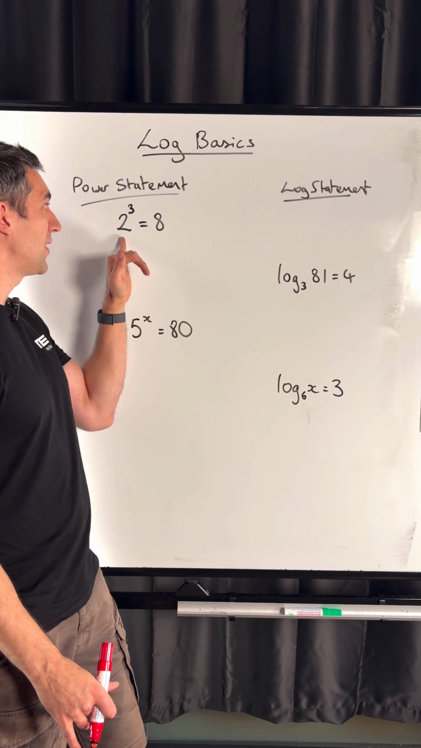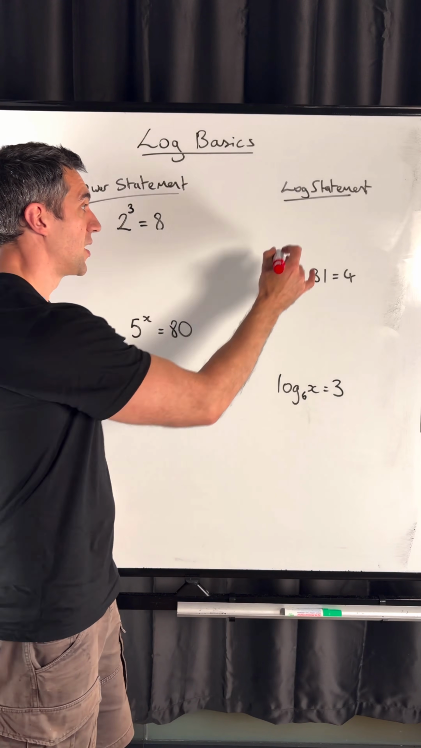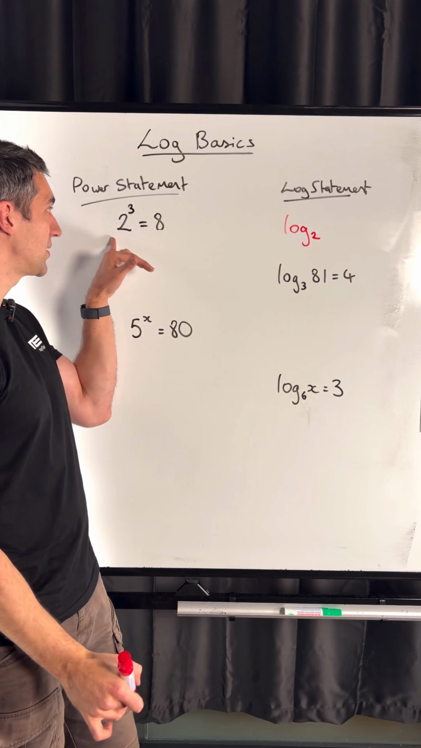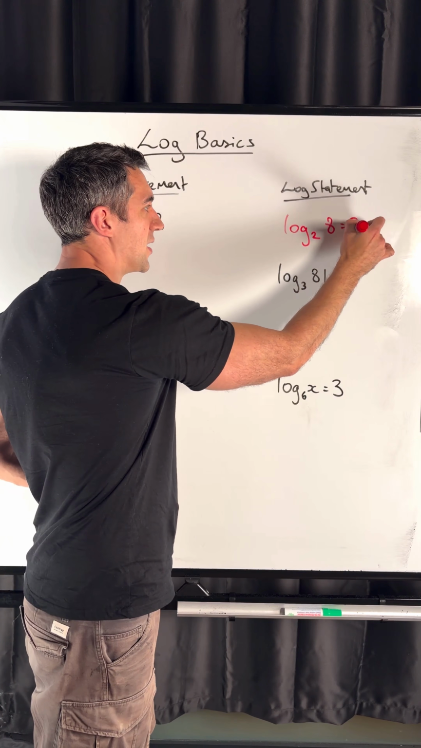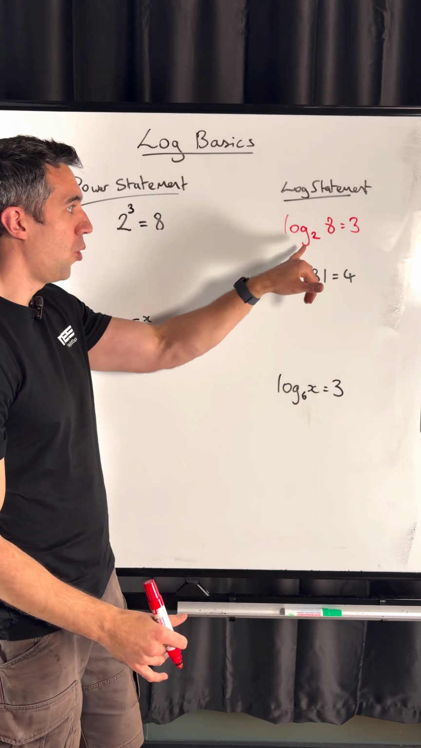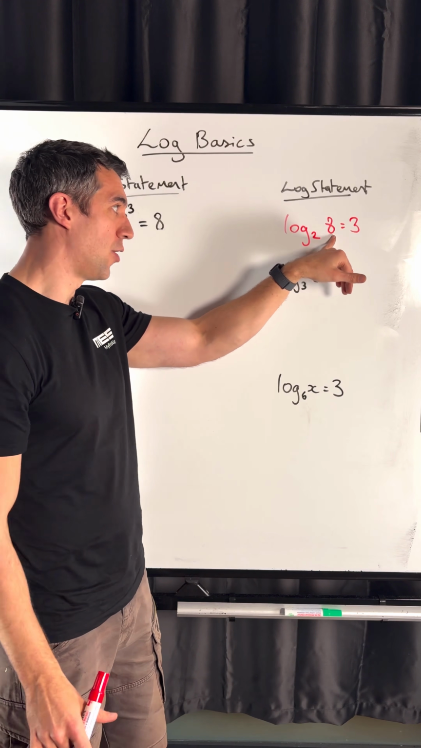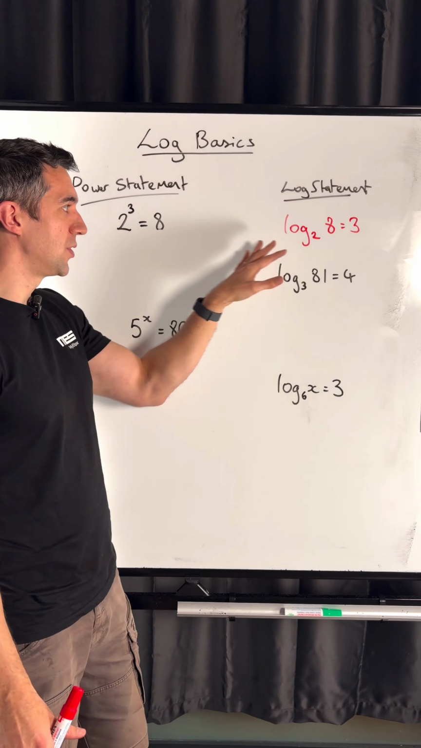Once we can understand how to convert from power statements to log statements and vice versa, the rest is pretty straightforward. So if I have 2 cubed equals 8, then I can rewrite that as a log statement saying log base 2. So remember, you talk about this as your base number here, of 8 equals 3. So it's trying to answer the question, what power do I need to put on 2 to get the number 8? Answer to that obviously is a 3. Okay, so there we go. We've gone from a power statement to a log statement.